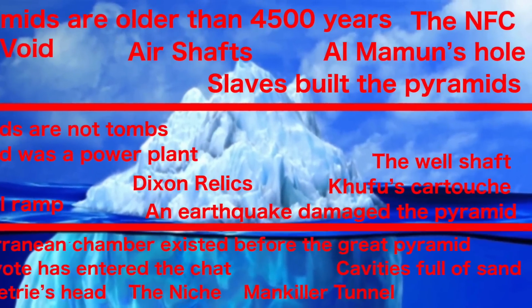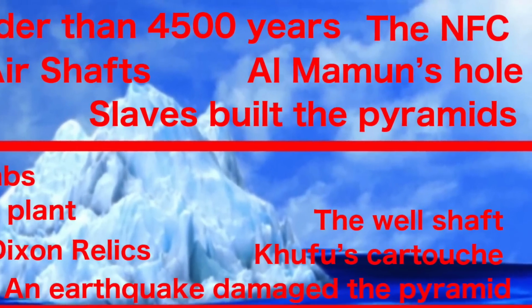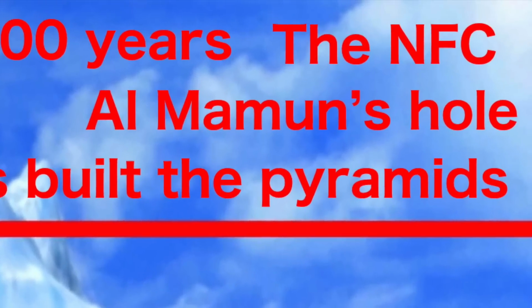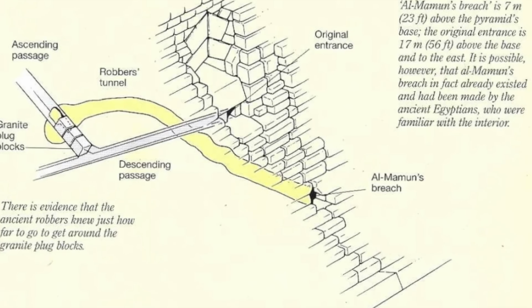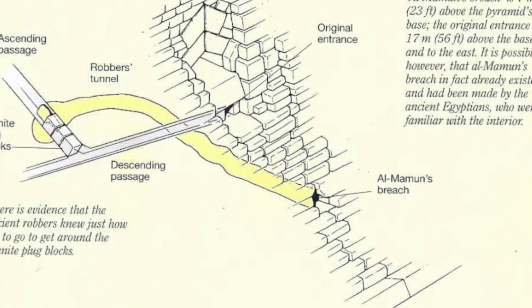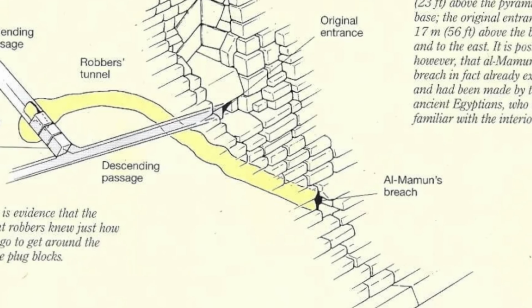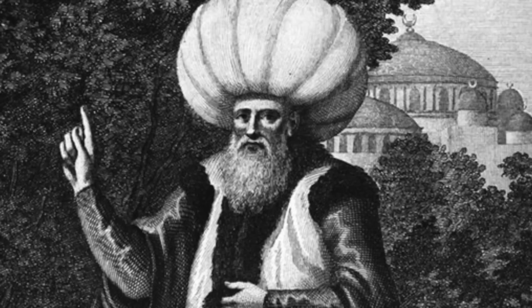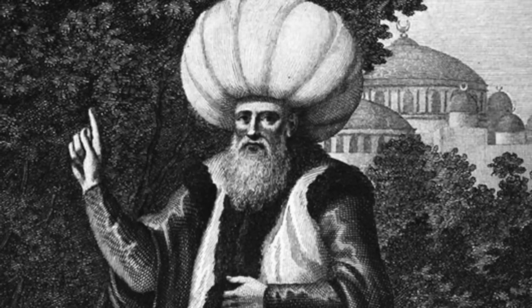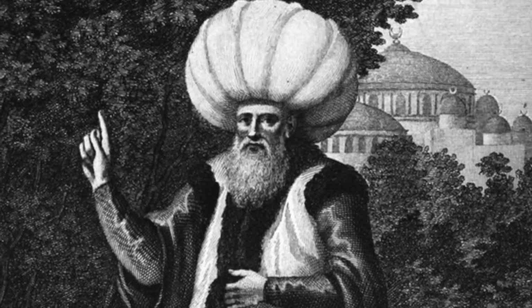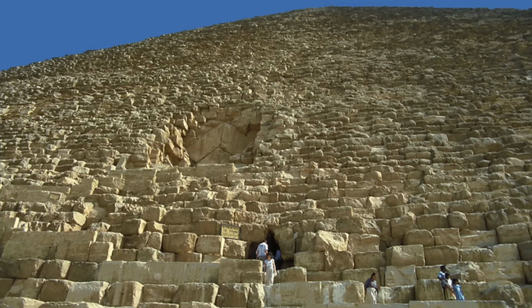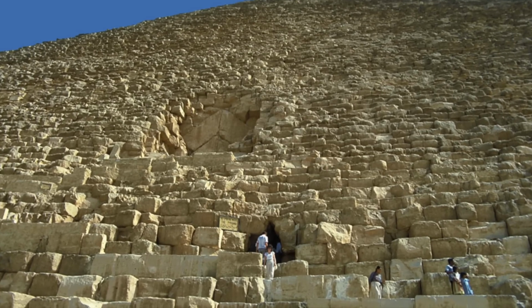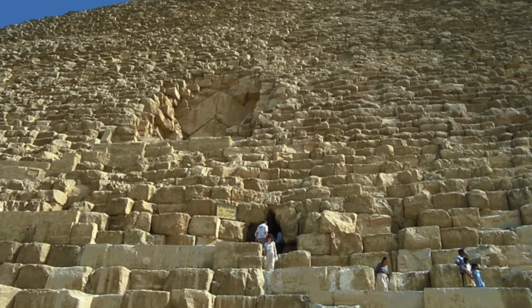Al-Mamun's Hole. Al-Mamun's Hole, perhaps better referred to as Al-Mamun's Tunnel, is a breach in the north face of the Great Pyramid of Giza, purportedly excavated on the orders of the Caliph Al-Mamun during his time in Egypt during the 8th century. So that's a long time ago. If you've ever been lucky enough to visit the Great Pyramids of Giza, then it is through Al-Mamun's Tunnel that you will enter the pyramid today.